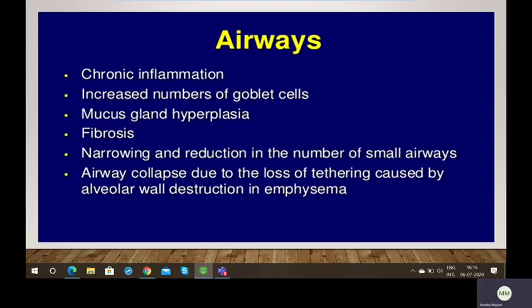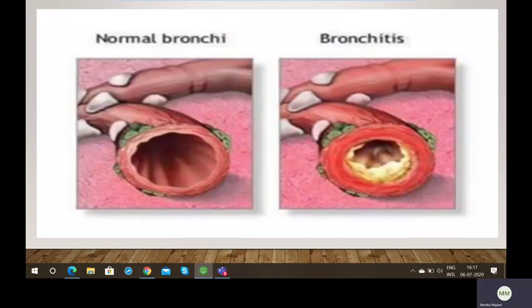As the name suggests, chronic inflammation will be there in COPD. So hyperplasia will be there, fibrosis, narrowing as well as collapse in the later stages. In the picture you can see there is narrowing of the lumen as well as thickened mucous and smooth muscles.